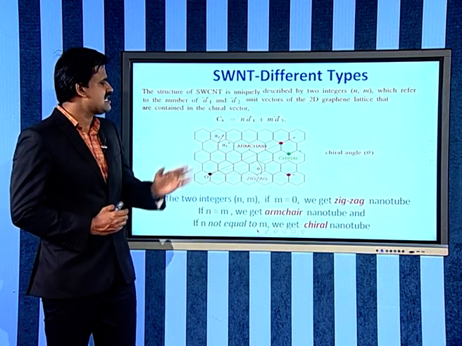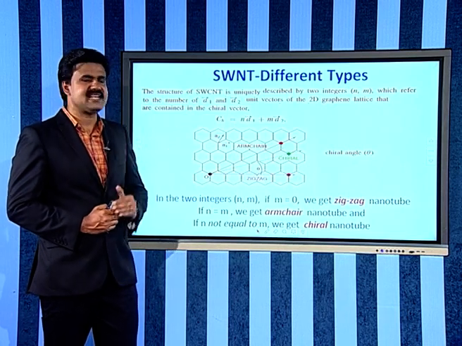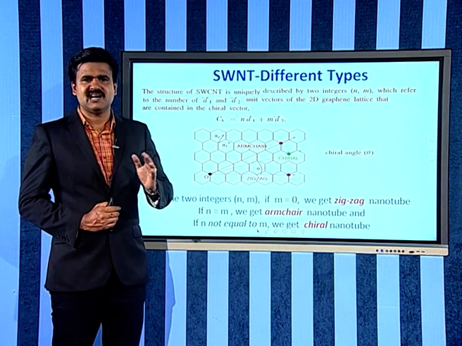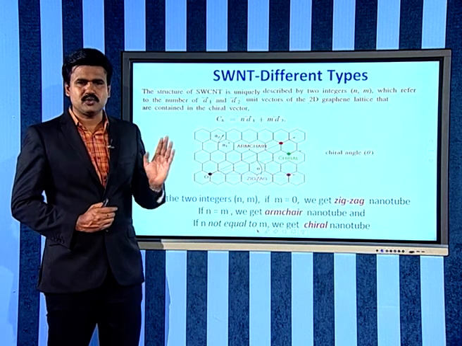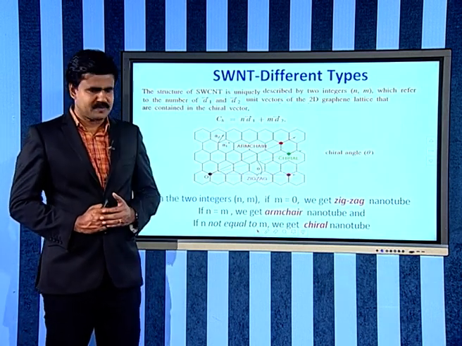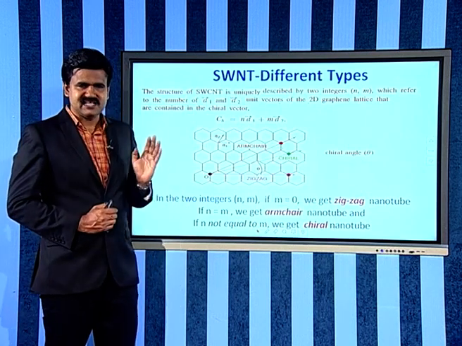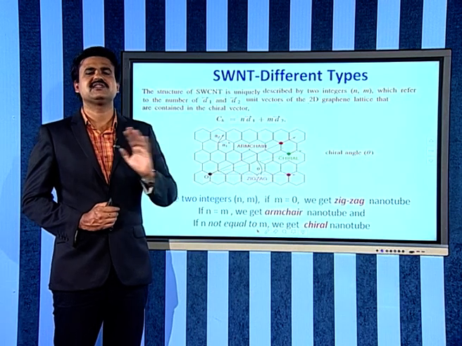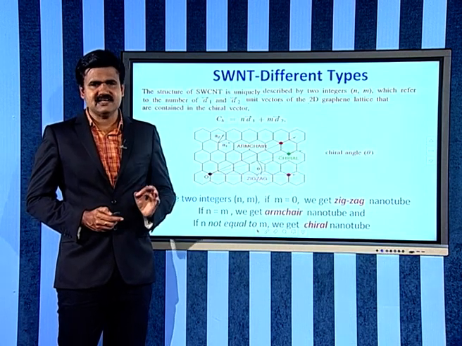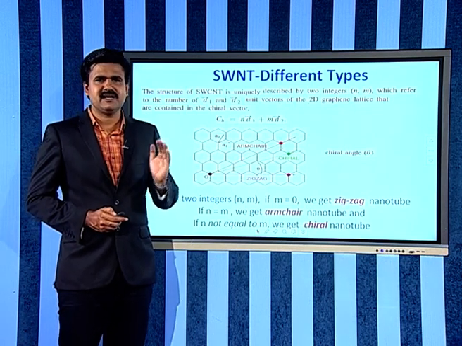The different types are zigzag nanotube. In the case of a zigzag nanotube, in m and n, the value of m is equal to 0, but n is not equal to 0. However, the next type, that is armchair carbon nanotube, has both values the same. That is, n equal to m gives an armchair nanotube. Another possibility is the chiral nanotube. In the case of a chiral nanotube, the integer n is not equal to m, and both are not equal to 0. Thus, based on the values of n and m, we will get zigzag, armchair and chiral single-walled carbon nanotubes.